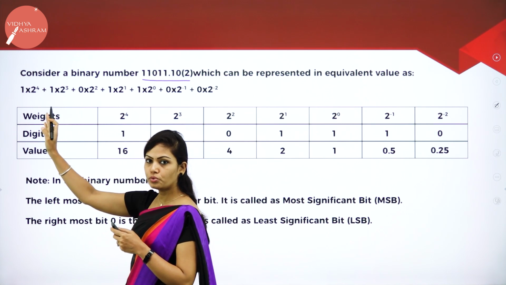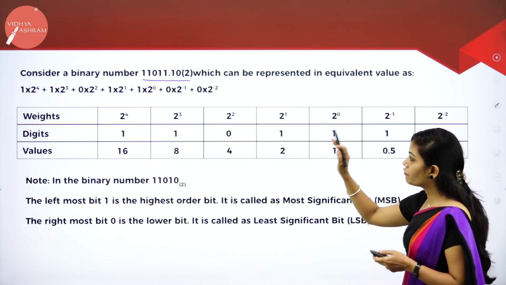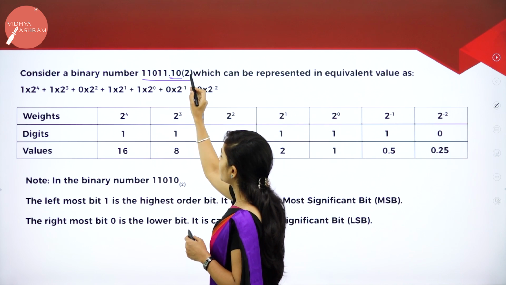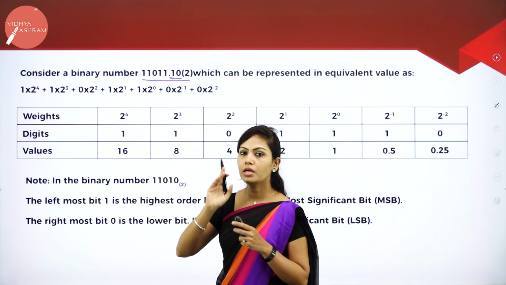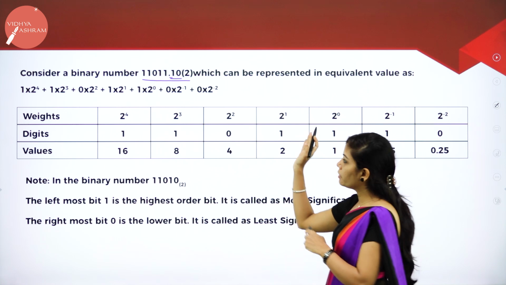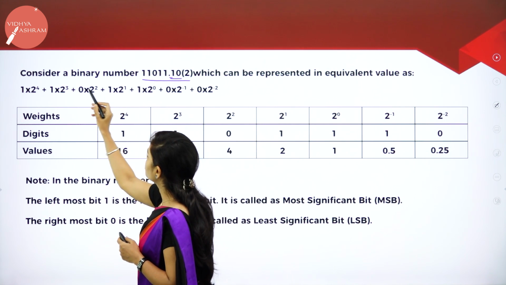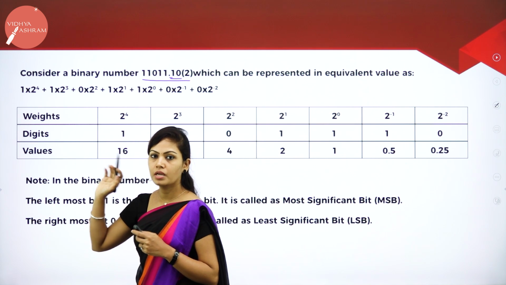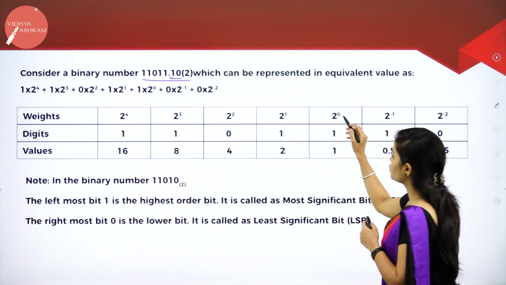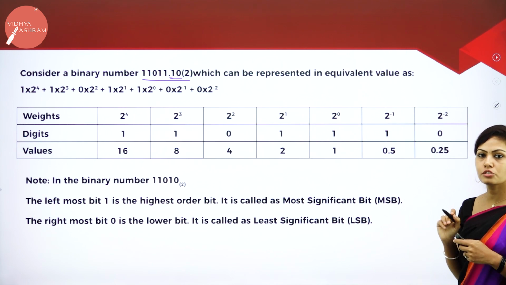It extends up to 2 power 4, 2 power 3, 2 power 2, 2 power 1, and after the decimal point, we can represent the power values as -1, -2, -3, -4, etc. Before the decimal point, we can represent the power values from 0, 1, 2, 3, 4, 5, etc. Remember this: 2 power 4, 2 power 3, 2 power 2, 2 power 1, 2 power 0, and after the decimal point, 2 power -1, 2 power -2.